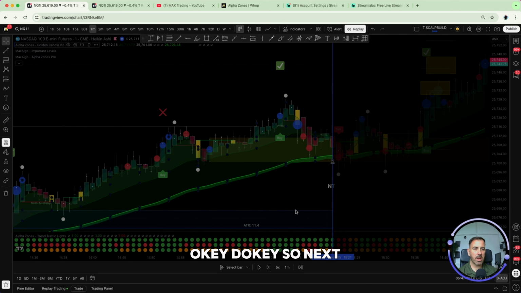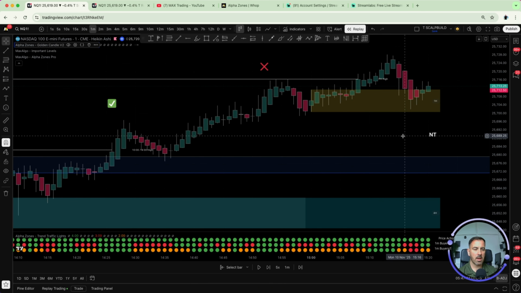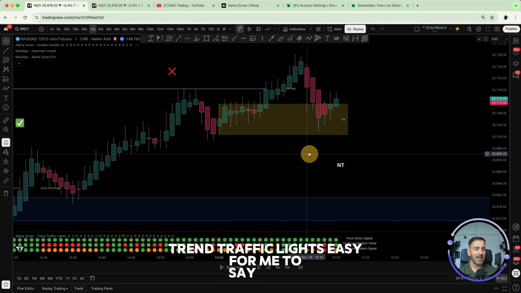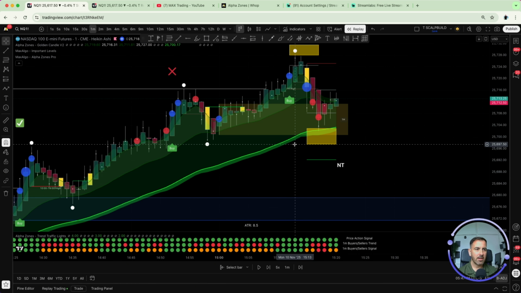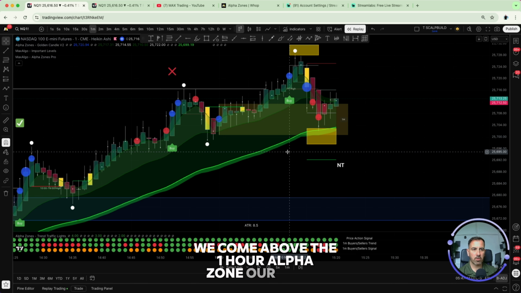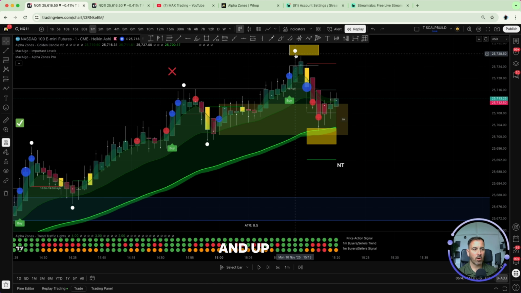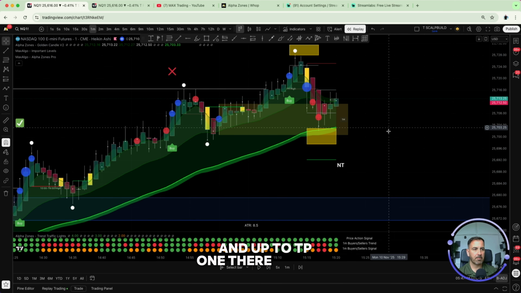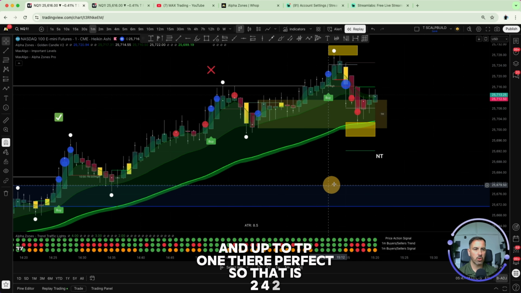Okie dokie. So next one, our trend traffic lights align to the bullish side. We have a buy signal. We've got bullish volume. We've come above the 1 hour alpha zone. Our trend wave is green and up to TP1 there. Perfect. So that is 2 for 2.